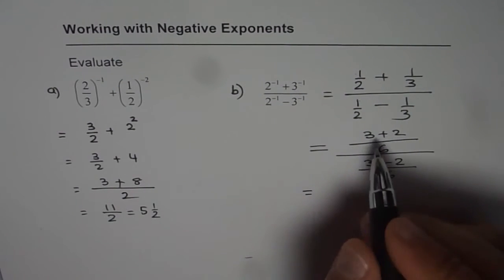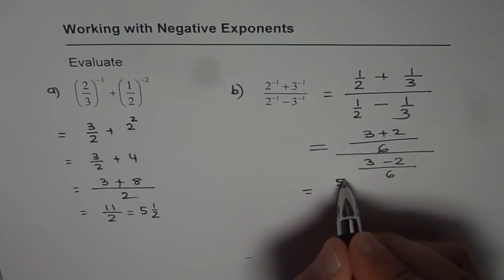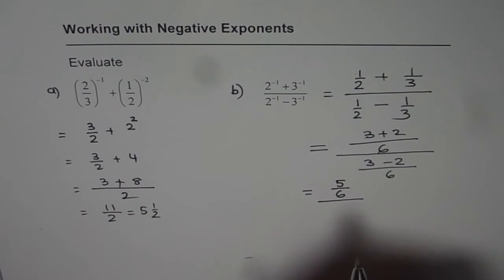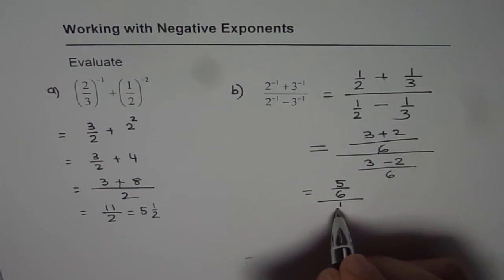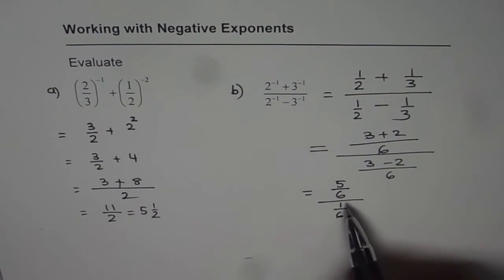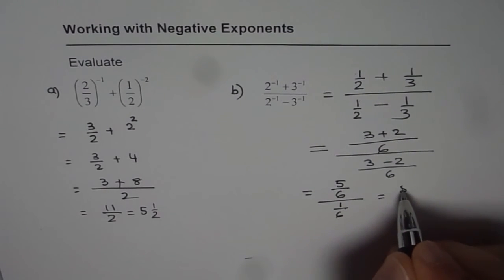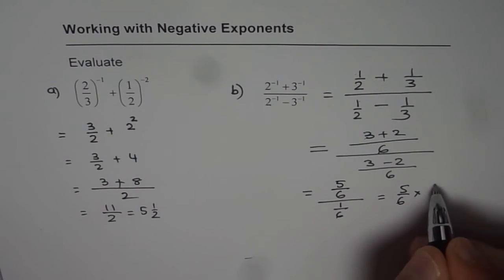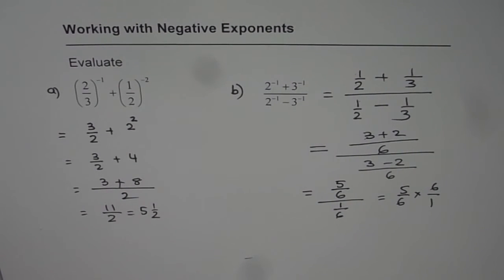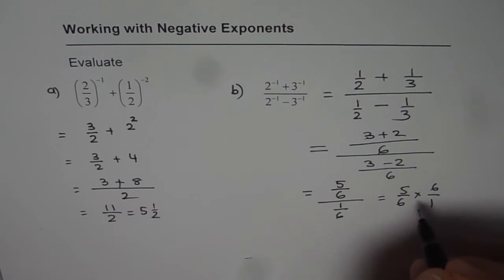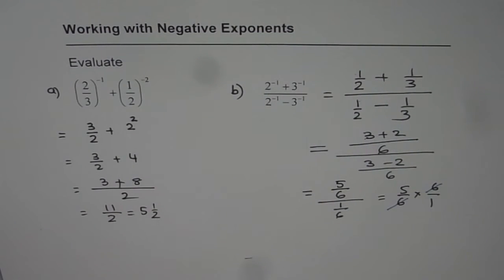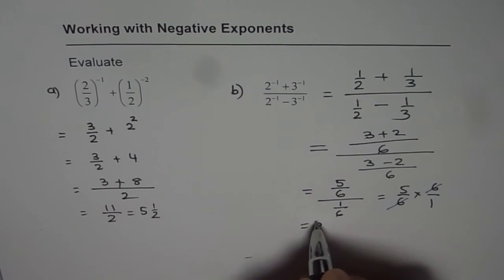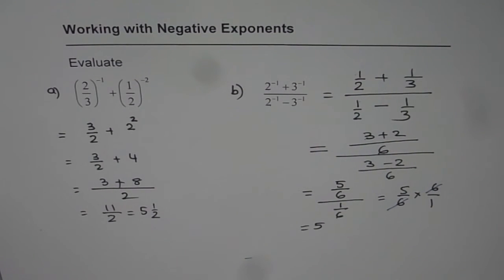Now with this, we get 3 plus 2 is 5. So we get 5 over 6 divided by 3 minus 2 is 1, 1 over 6. So when we say divided by, it means 5 over 6 multiplied by 6 over 1. It's the reciprocal. Do you see that? That's what it means, right? Now, 6 divided by 6 is 1, right? So we are left with 5, and we get our answer as 5. So that is how we can solve this particular expression. I hope that's absolutely clear to you. Thank you.